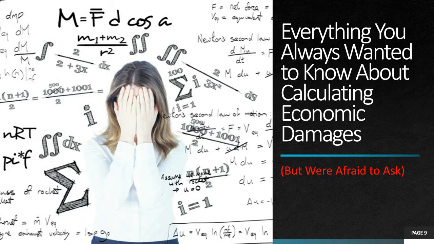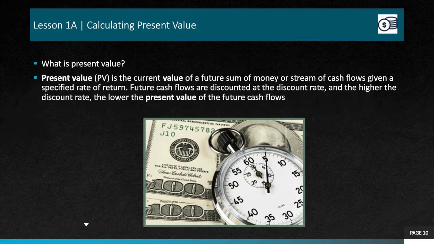Okay. So one of the concepts that I find people don't really understand is what economists are doing when they're reducing damages to present value.